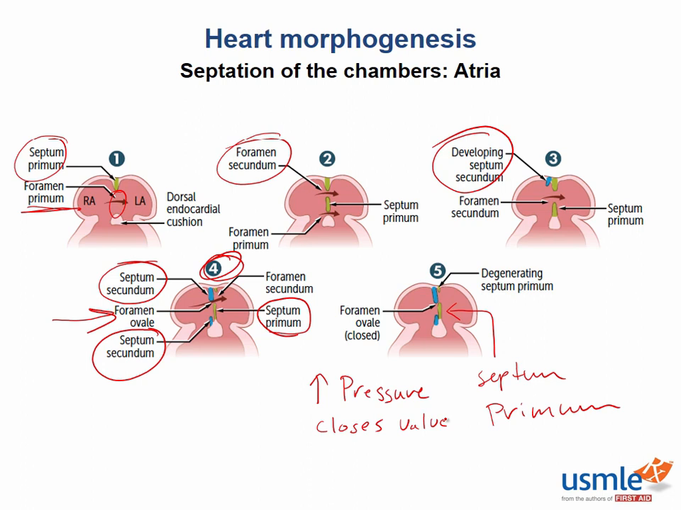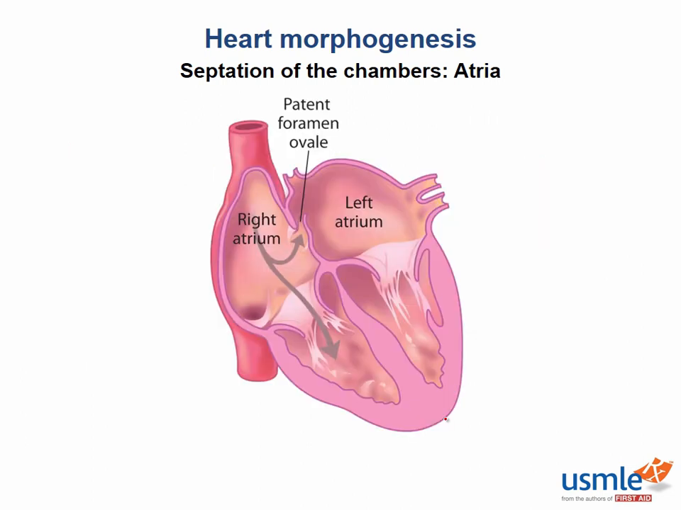So what happens if this fusion does not occur and you don't get a fossa ovalis? Well, this leads to the development of a patent foramen ovale, as you can see here. This is an abnormal communication after birth between the right and the left atrium. And in this case, it permits deoxygenated blood from the right atrium to bypass the lungs and mix with oxygenated blood emptying in from the pulmonary veins into the left atrium.